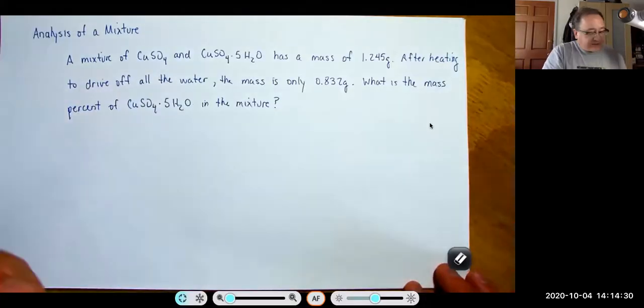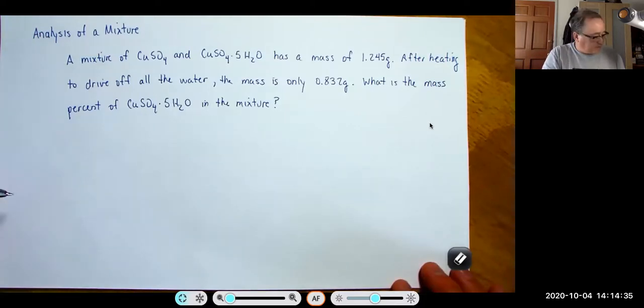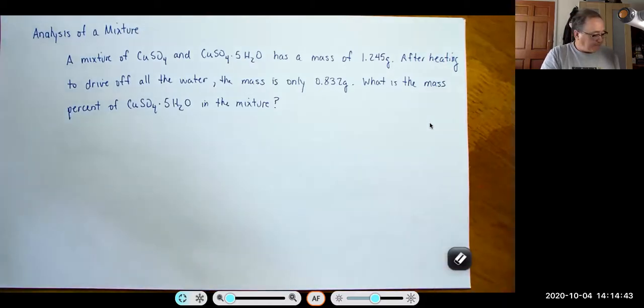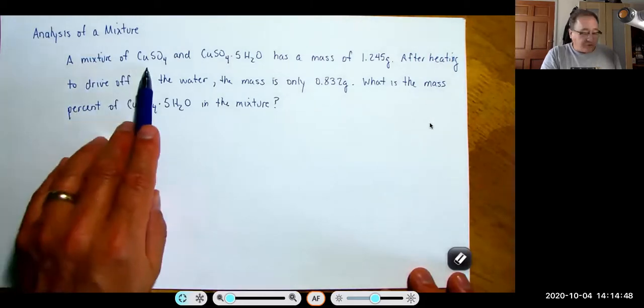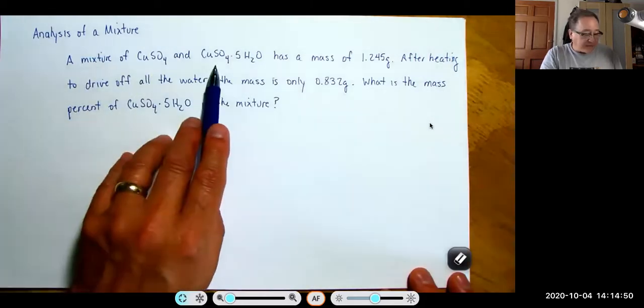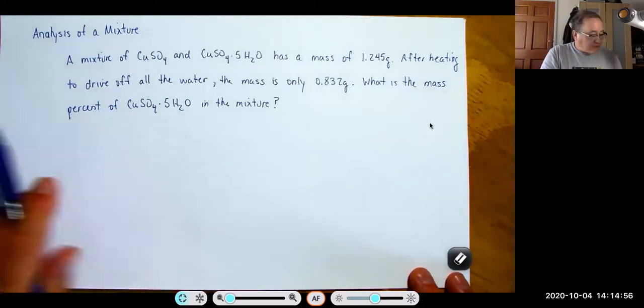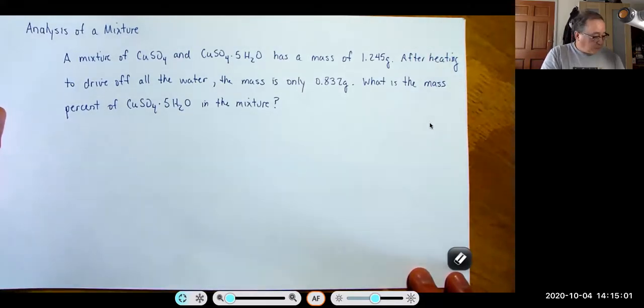Okay, this is the second part of the analysis of compounds, mixtures, and pure substances. In this part, we're just going to be doing some example problems and showing you how to approach them. So here we're going to analyze a mixture of copper 2 sulfate and copper 2 sulfate pentahydrate that has a mass of 1.245 grams. After heating to drive off all the water, the mass is only 0.832 grams. What is the mass percent of copper 2 sulfate pentahydrate in the mixture?